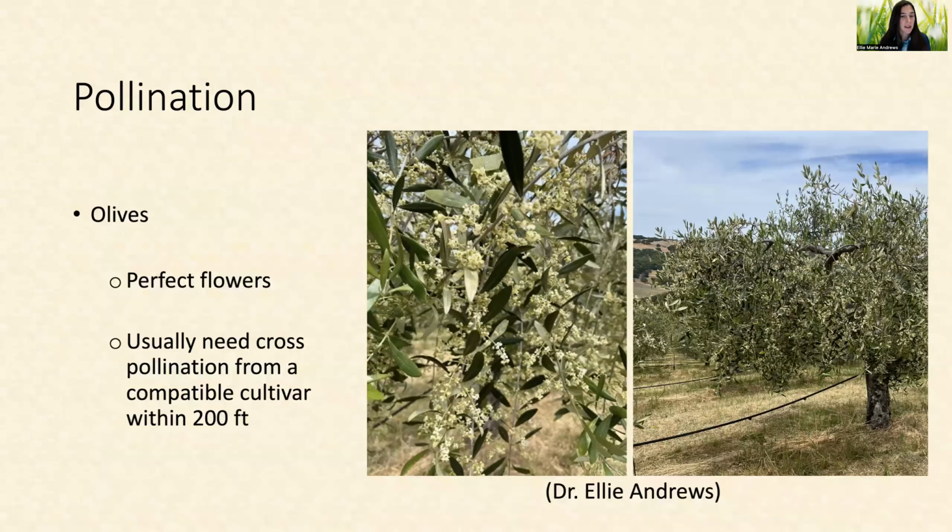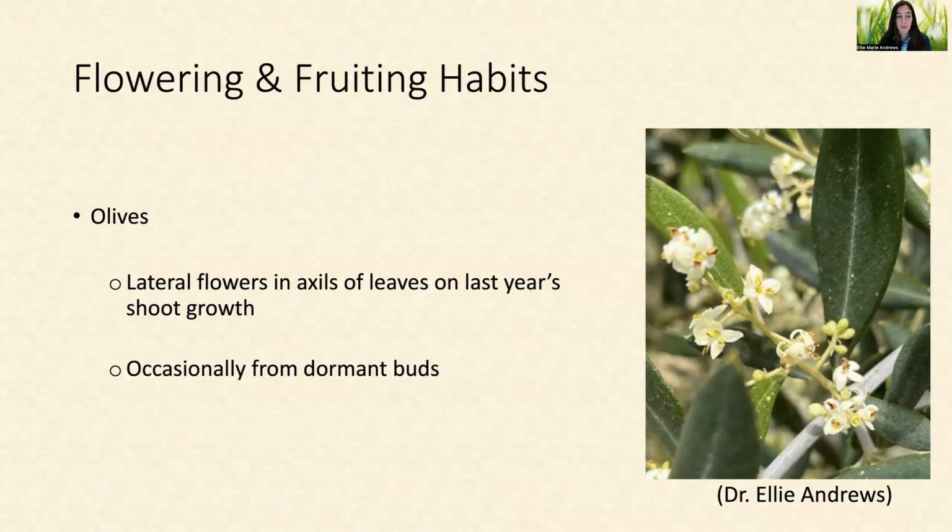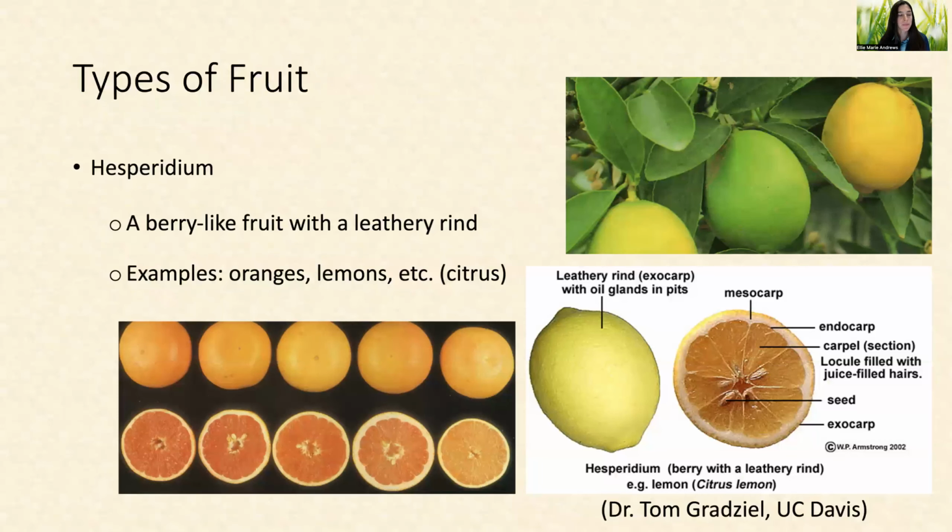So getting into olives now, these have perfect flowers. They usually need cross-pollination from a compatible cultivar within 200 feet or so. So that's a good thing to bear in mind when you're planting. They have lateral flowers in the axils of leaves on last year's shoot growth, as you can see here. But they do also occasionally come from dormant buds too.